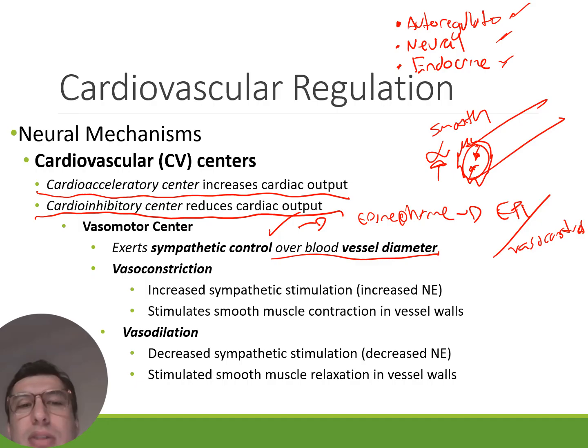When we're talking about sympathetic response, we're talking about a fight or flight response. So let me just erase this.